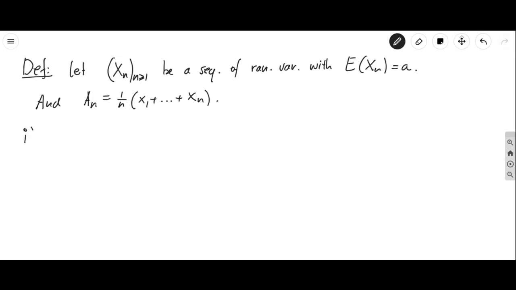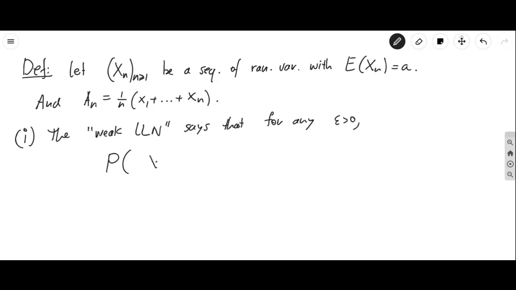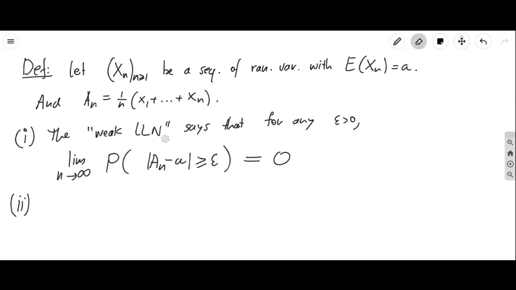It is going to have two parts. The first part is going to say the weak law of large numbers says that for any epsilon bigger than 0, if we calculate the probability that An minus a is greater than or equal to epsilon in absolute value, and then we calculate the limit of those probabilities, that gives us 0. Okay, so this is the definition of the weak law of large numbers.